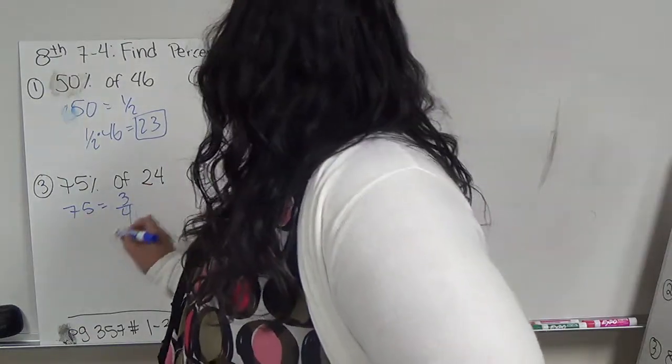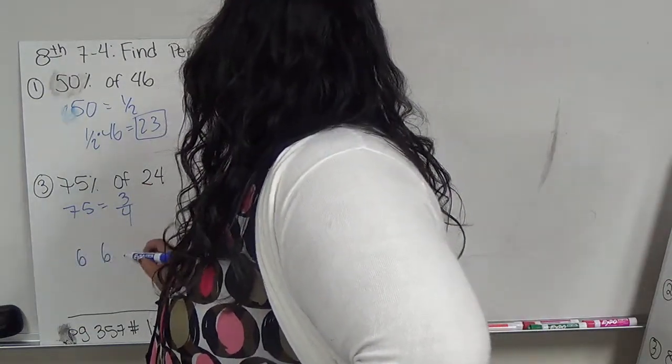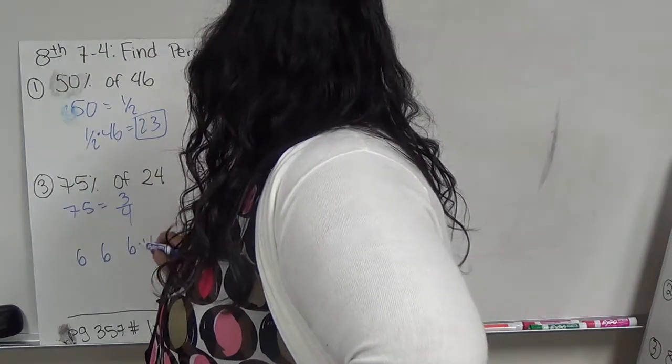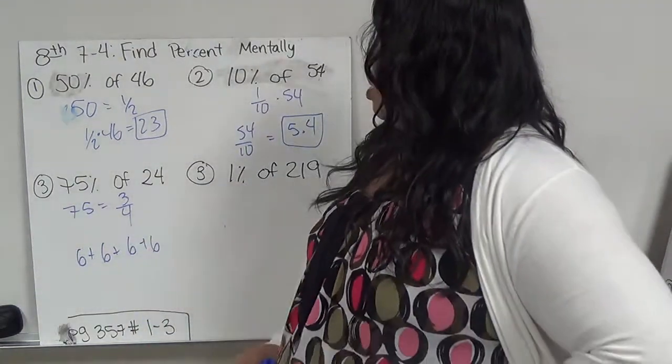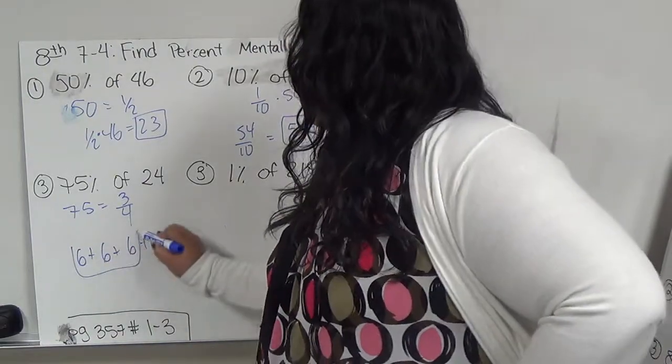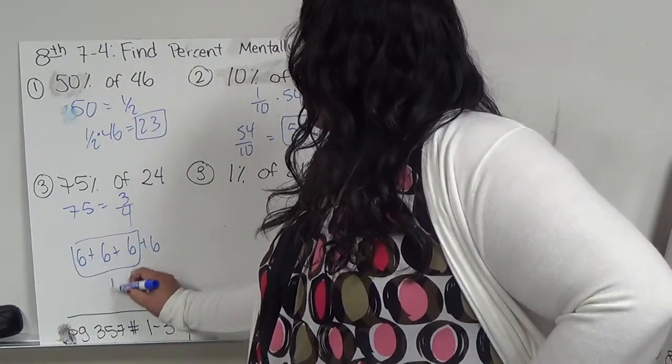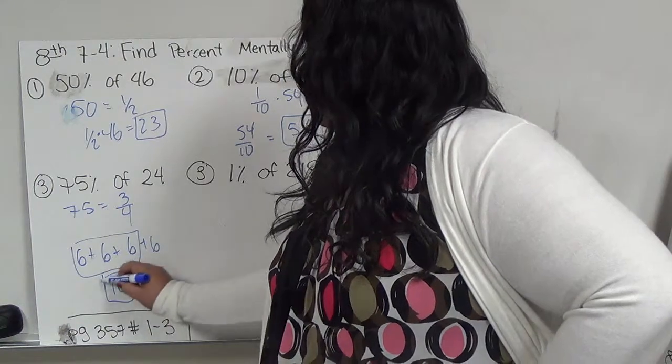If I have 6 groups that get me 24, 6 plus 6 is 12, plus 6 is 18, plus 6 is 24. 3/4 of that would be this much, so it would be 18.